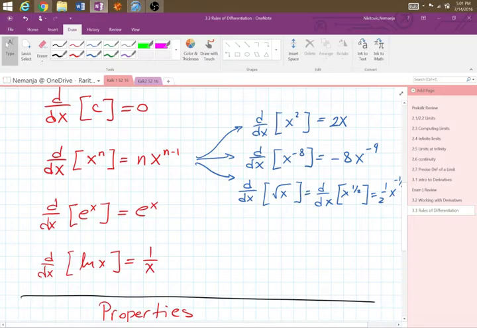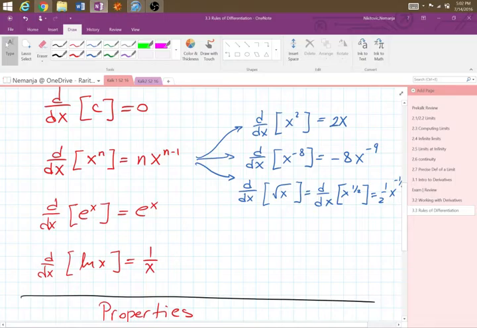One more time. The derivative of a constant is 0. Derivative of any kind of polynomial term is going to be n times x to the n minus 1, but this one also includes square roots, cube roots, and all of those radicals, because n could be a fraction as well. Then d dx of e to the x is itself, e to the x. d dx of ln x is 1 over x. So those are the basic rules.